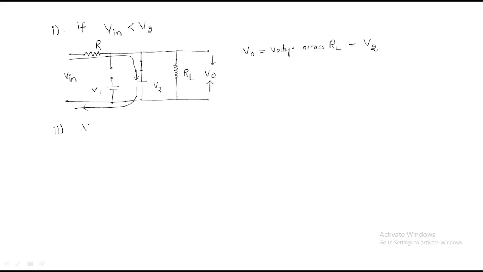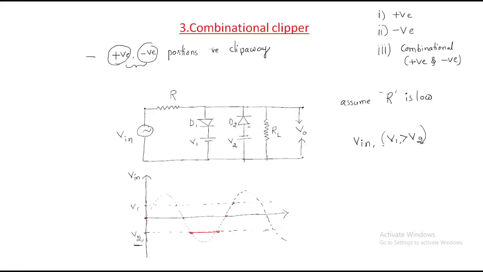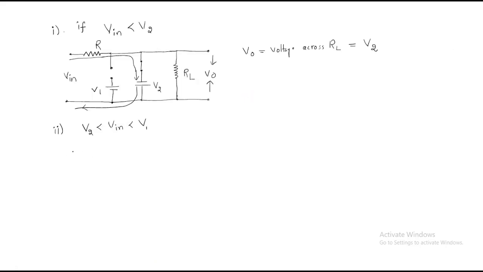The second case is when the input voltage is more than V2 and less than V1. In that case, V2 is negative and the input is more than this V2. This is positive, that's why D2 is open circuited, and the input is less than V1. This portion is less than V1, this portion is more than V2. That's why these two are open circuited. So just simply draw this.